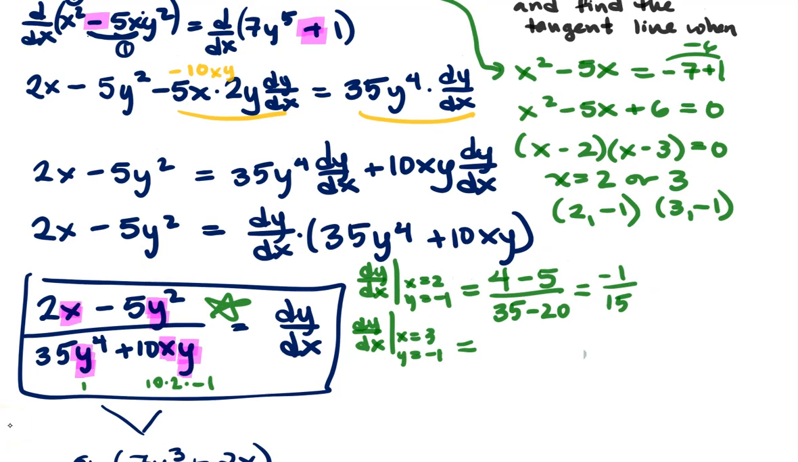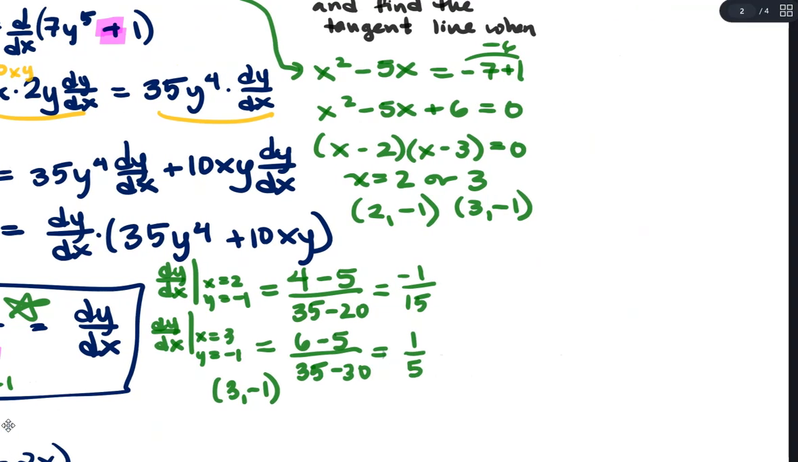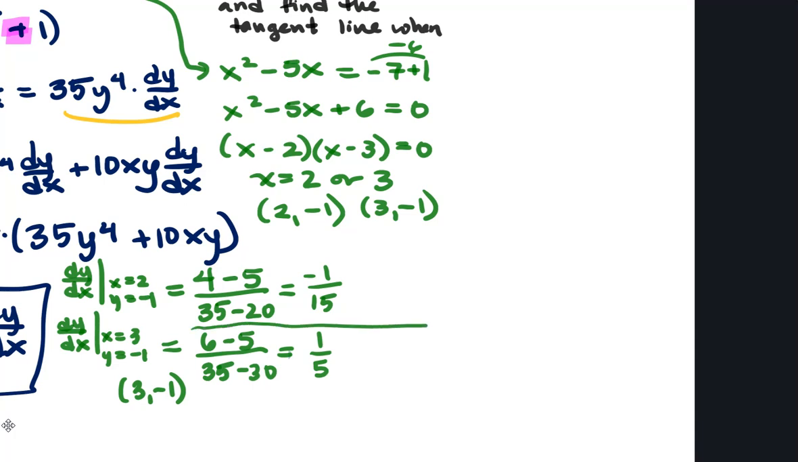For the second tangent line, we're interested in the point 3, -1. So in the top of that fraction, we'll get 6 minus 5, and in the bottom, we'll get 35 plus 10 times 3 times -1, which is -30, giving us a slope of +1/5. All right, now that we've got slopes, let's go ahead and build these equations.